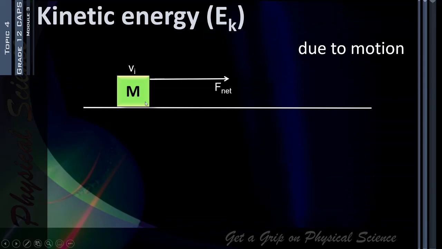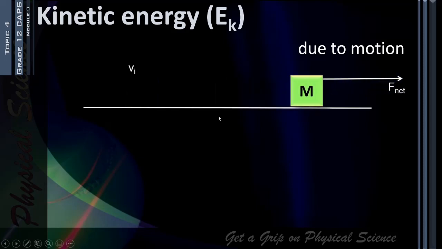So if we have an object with a mass of m, and an initial velocity of vi, and there's a net force acting on this mass, then you know that that object will have a displacement of delta x and a final velocity of vf. So you know how to calculate the acceleration of this block, because in grade 10 you have done motion equations, and in grade 11 you have done Newton's second law.